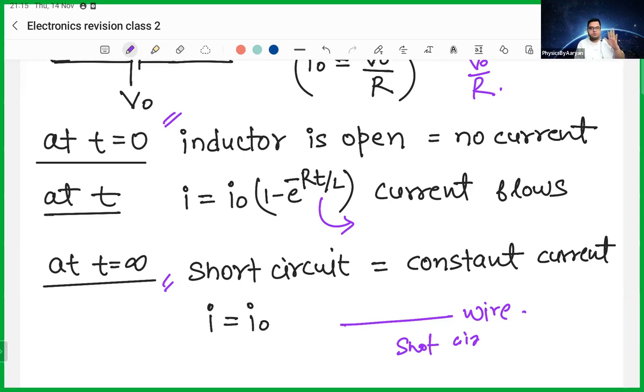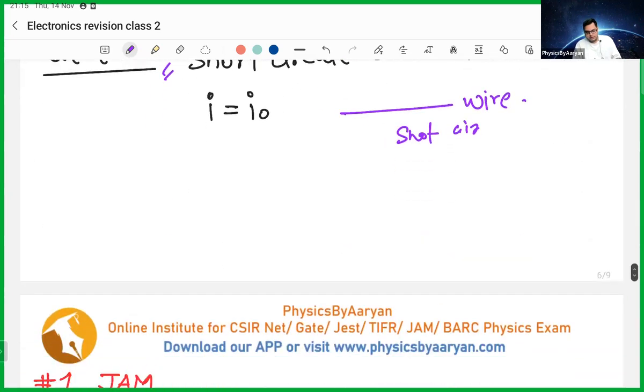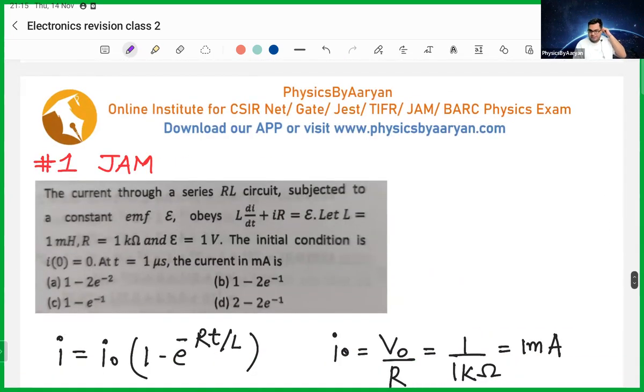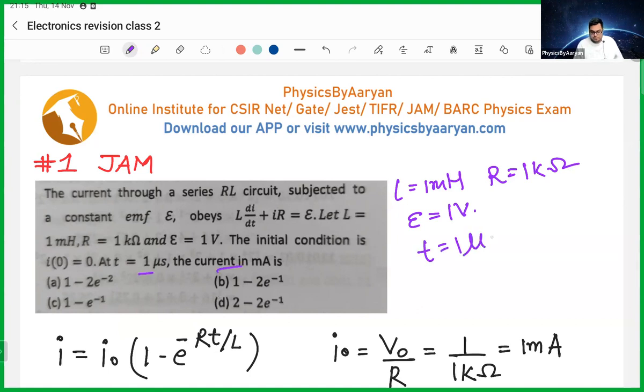I gave you the equation for both, and I need to solve one problem which is taken from IIT JAM, which will help. So they are saying that current is passing through a series RL circuit. They also gave you the equation. I don't need this equation, but L is given to you as 1 millihenry. Resistance is given as 1 kilo ohm. EMF is given as 1 volt. I₀, basically they're saying at time 0 current is 0. Okay, that is not required as such. Then they are asking what is the current at time 1 microsecond.